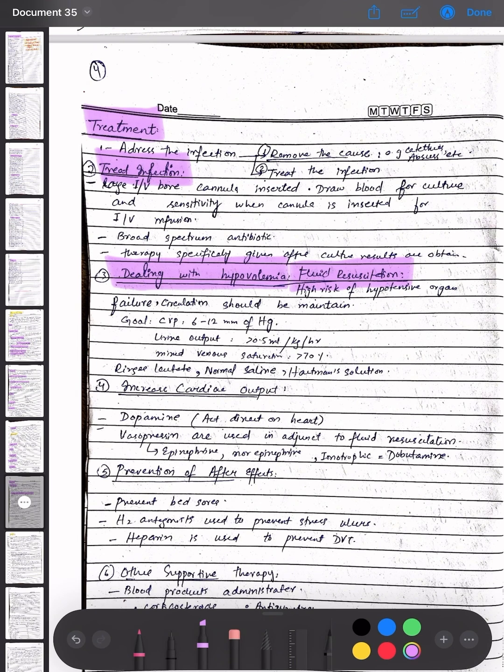To increase cardiac output, dopamine, which acts directly on the heart, and vasopressin are used as adjuncts to fluid resuscitation. Epinephrine, norepinephrine, and the inotrope dobutamine are also used. These are used for increased cardiac output.